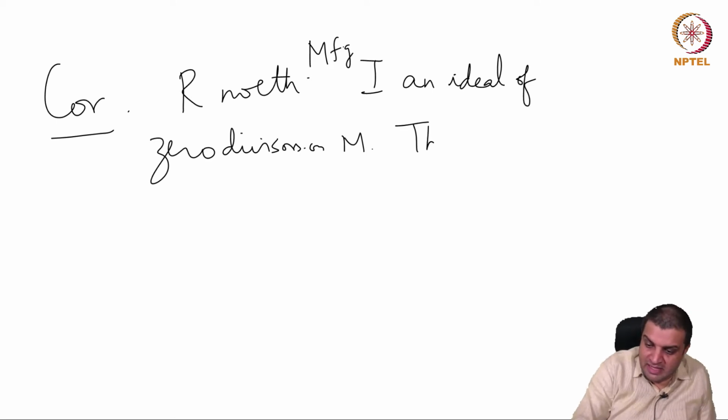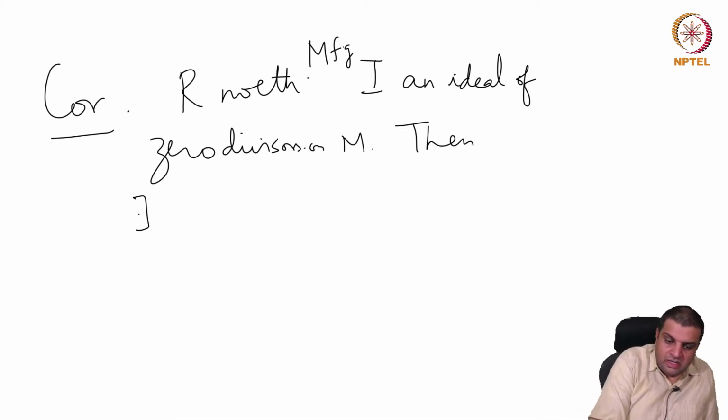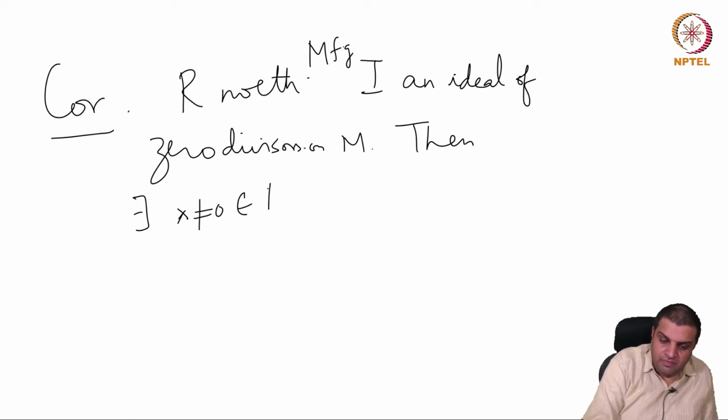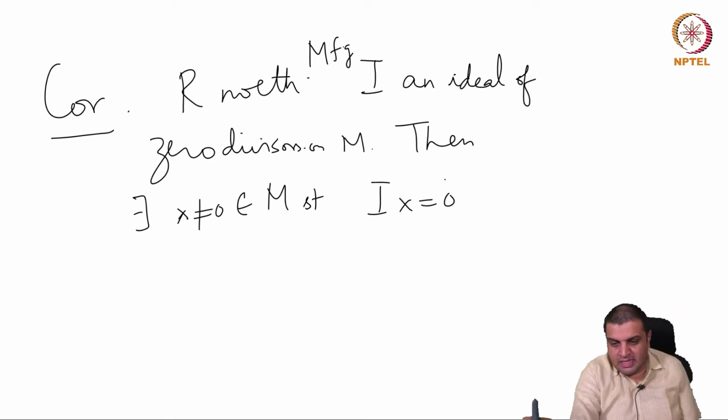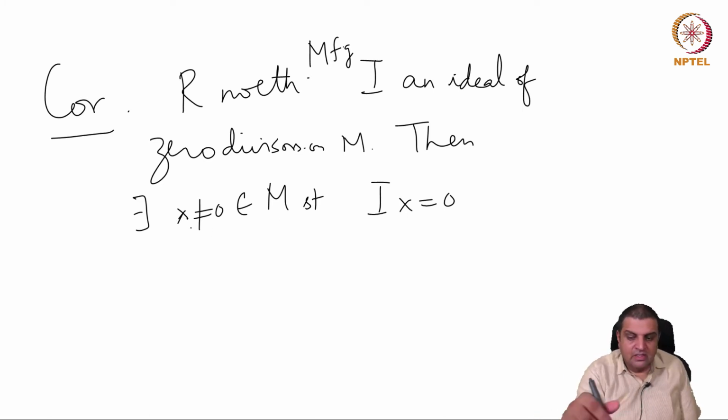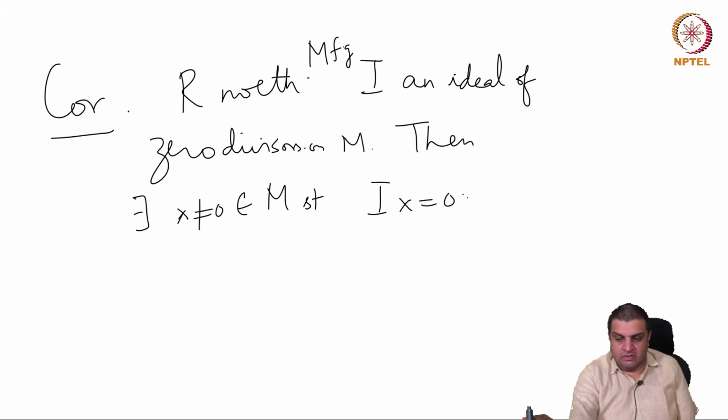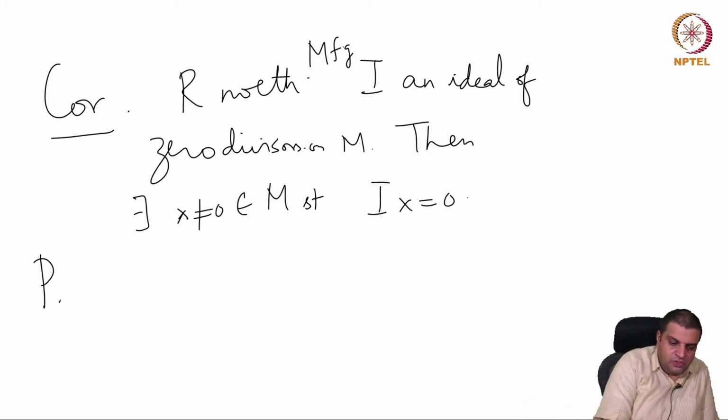Then there exists an x not equal to 0 in M such that Ix is 0. We are not assuming that. It just says that for every element r inside I, there is an x such that rx is 0. That's all that we are assuming here. But we are switching the order of the quantifiers here. There exists an x such that rx is 0 for every element. So the proof is just using prime avoidance.